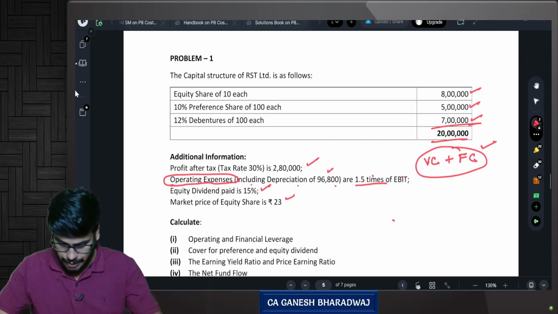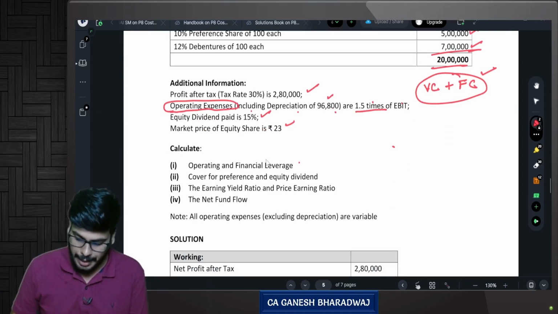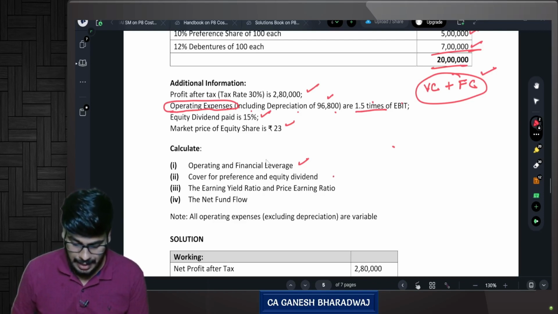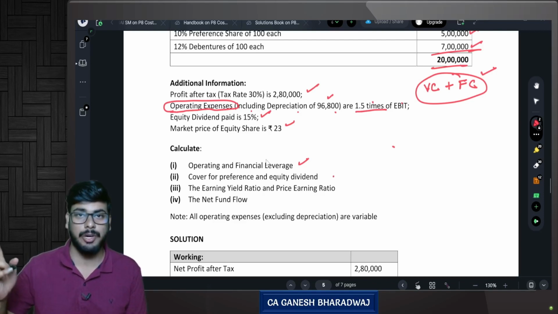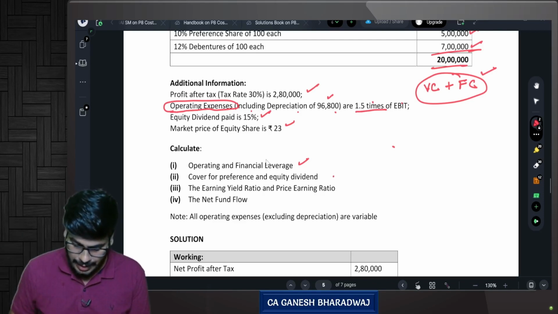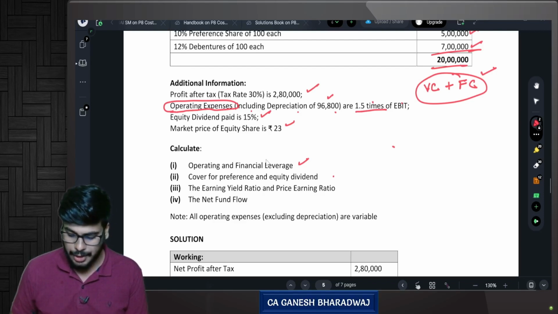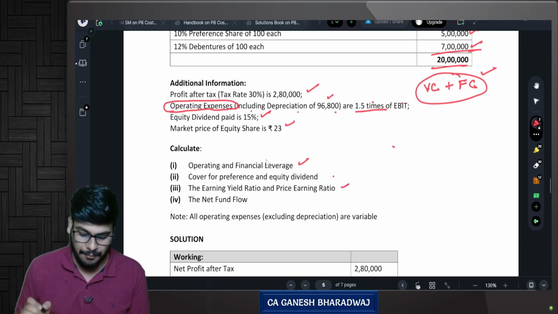The operating leverage. Yes, calculate the operating and financial leverage. Cover for preference and equity dividend, that is preference dividend coverage ratio, equity dividend coverage ratio. Then the earnings yield ratio, price earnings ratio, net fund flow.